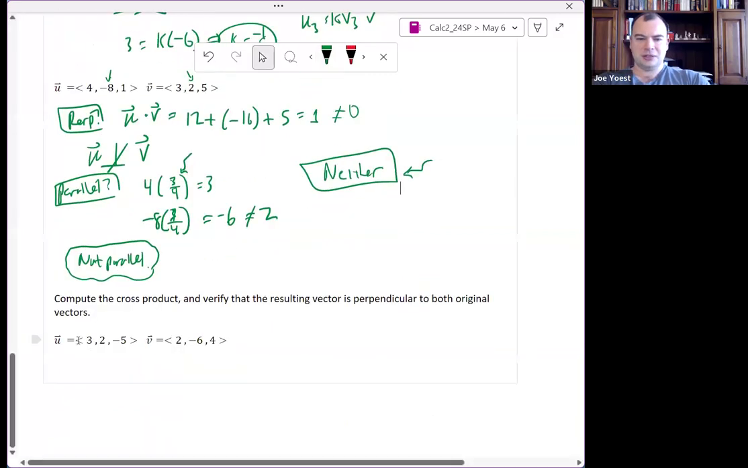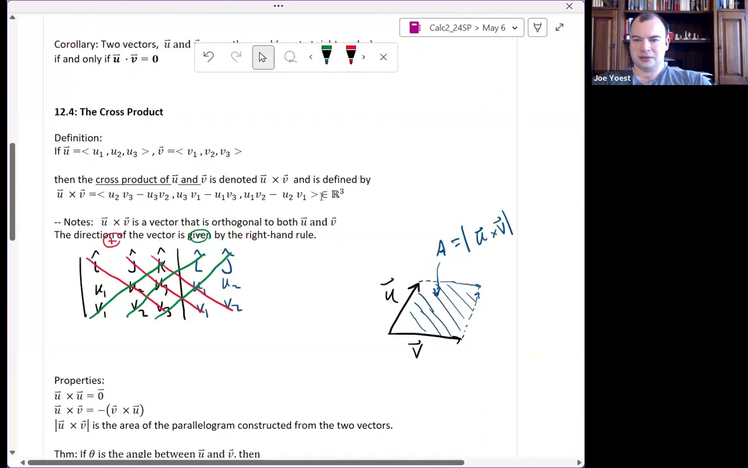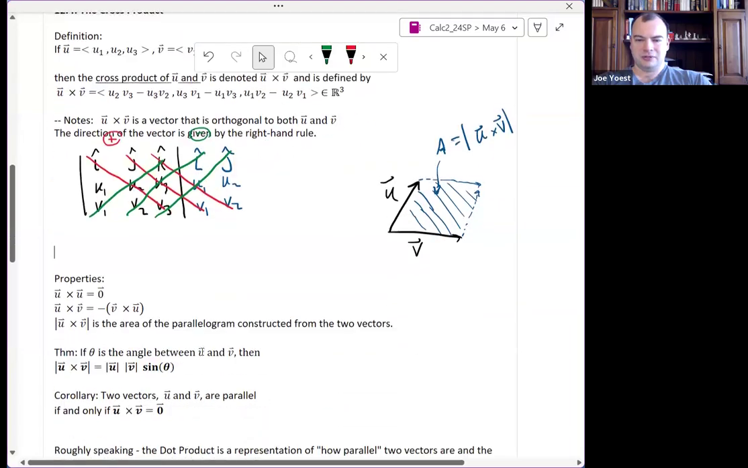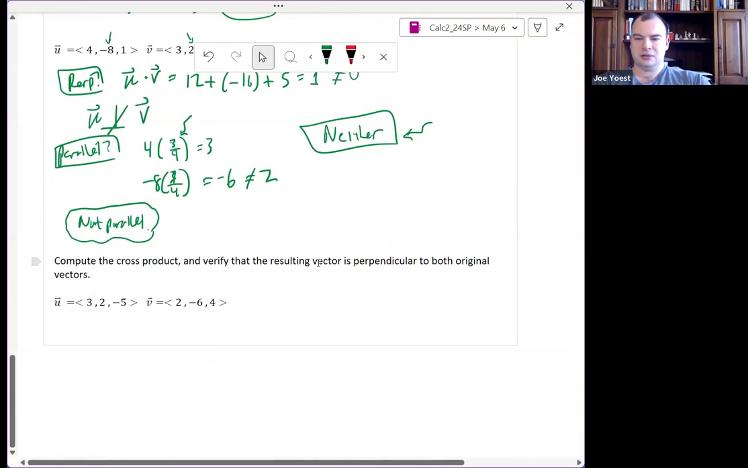Okay, so let's do an example of cross product then. We're going to compute the cross product and verify that the resulting vector, remember that the cross product is a vector, is perpendicular or orthogonal to both original vectors. This was a property we mentioned last time.